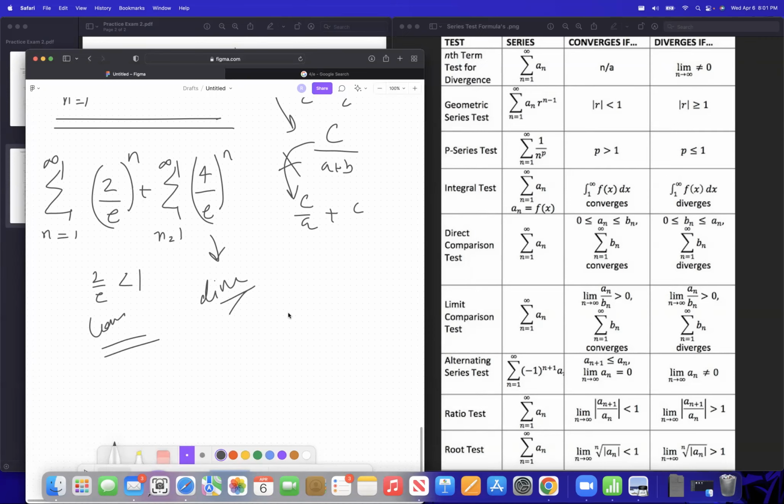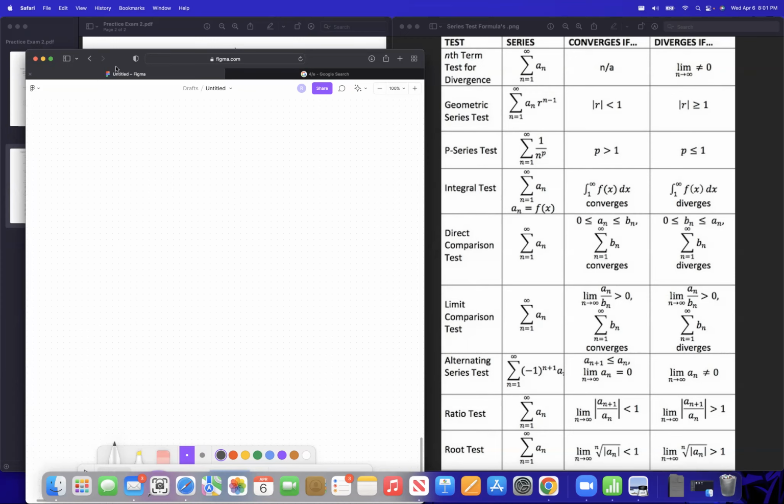Well, let me ask you this. What's infinity plus 1? It's infinity, right? So you can kind of think of it like this: this is infinity plus some constant, right? So the whole thing basically diverges.